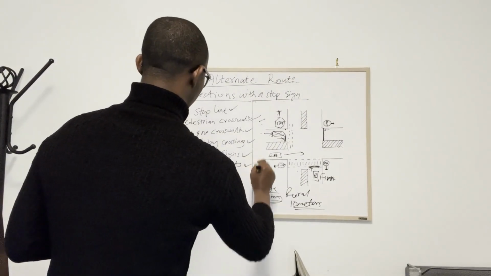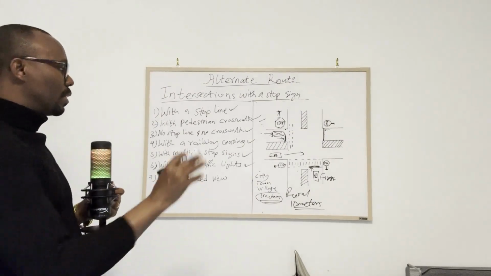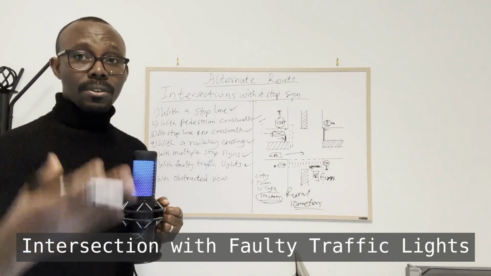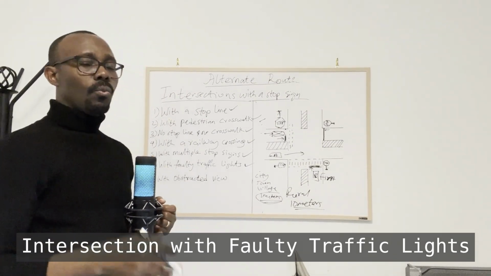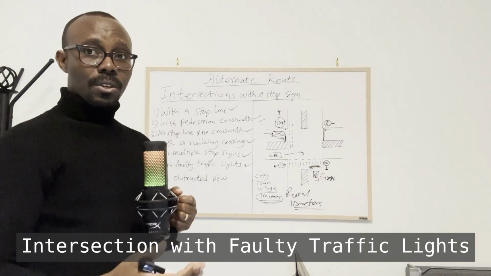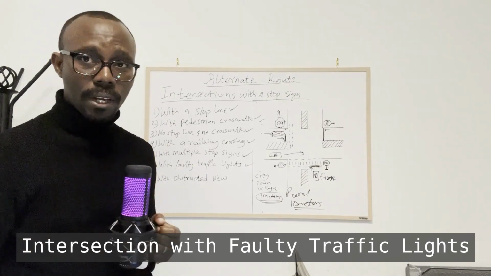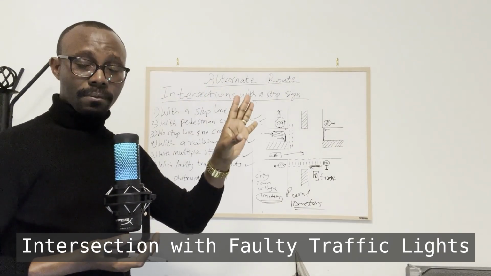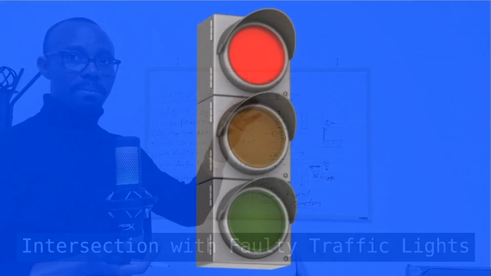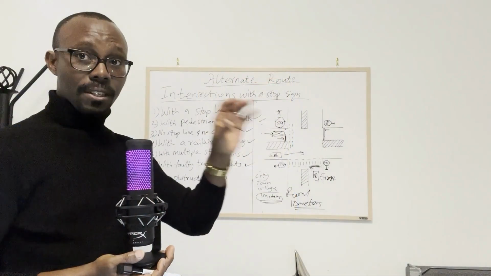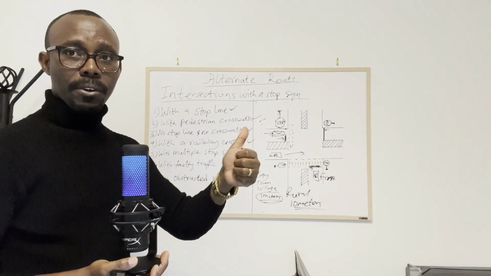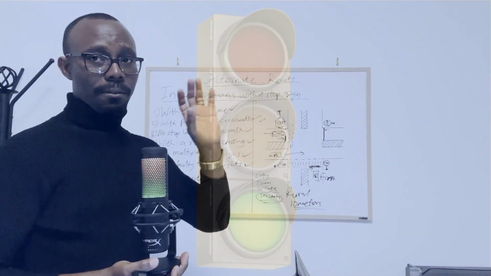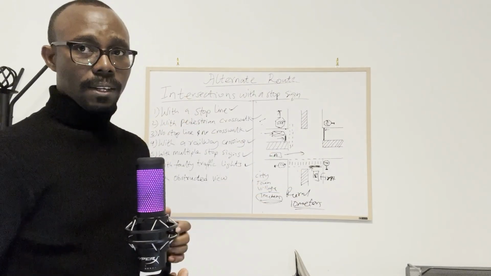Moving on, the sixth type of intersection, an intersection with faulty traffic lights. So it's very rare, but it does happen. I've seen this before, where you get to an intersection with traffic lights, but the traffic lights are not working. So you likely are going to see the traffic lights flashing. In some instances, you see them flashing red. Okay, just flashing. So it's not like changing from red to amber to green, all of that, just flashing, either flashing red, flashing yellow, or something like that.